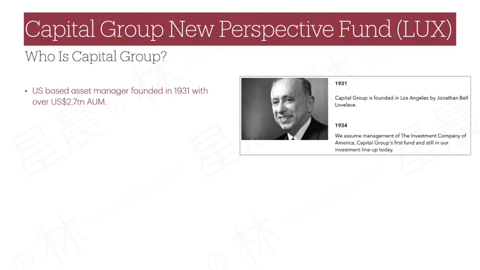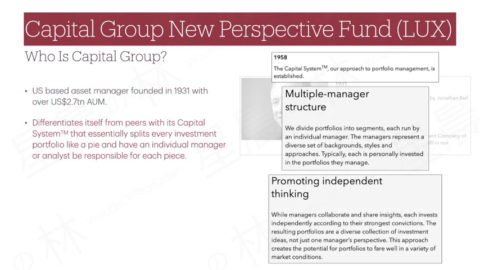2/3 in equity solutions. Capital Group has a unique capital system, established since 1958, that essentially splits all their investment portfolios like a pie and has each piece run by an individual manager or analyst. The person responsible for the piece of the pie is also typically invested in the portfolio, so there is alignment of interest to ensure success.